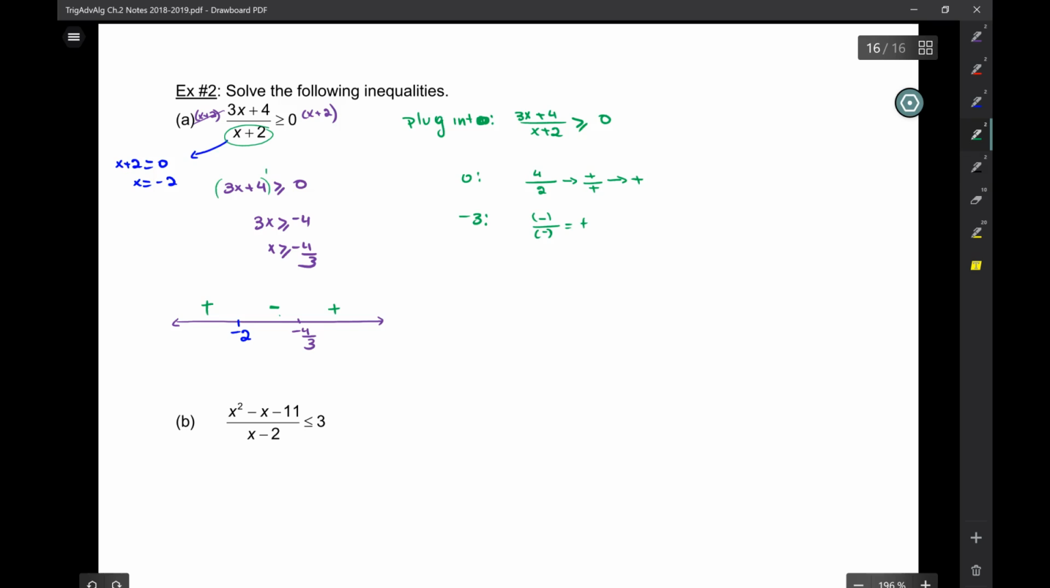Okay, now what regions do we want here? Well, we want the regions that give us positive values. That's this and this. So again, this is an open-ended region. These are the numbers that are greater than negative 4/3. And these are all the numbers that are less than negative 2. So I say, for this region, x is less than or equal to negative 2, or x is greater than or equal to negative 4/3 for this one.